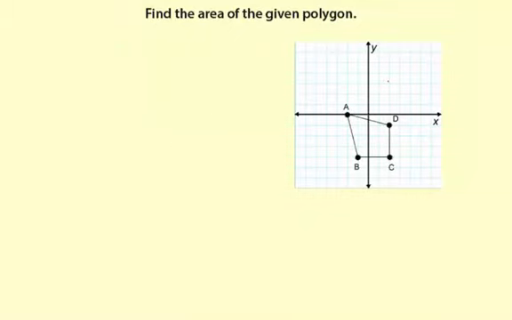Find the area of the given polygon. First we have to identify it. And let's see, BC is 3, DC is 3. So it looks like we might have a kite here, but we first need to verify that AD and AB are the same measure.